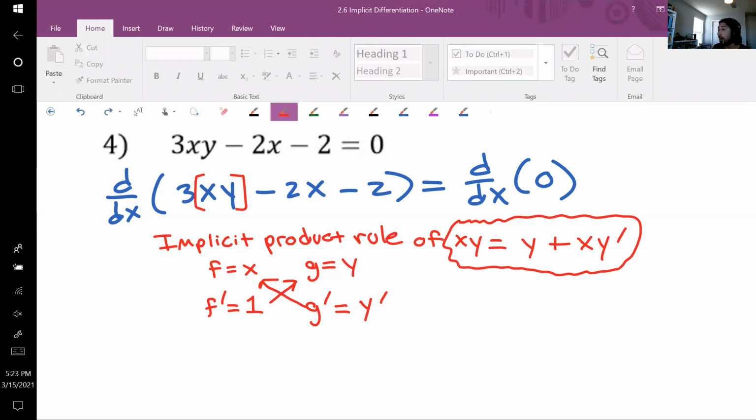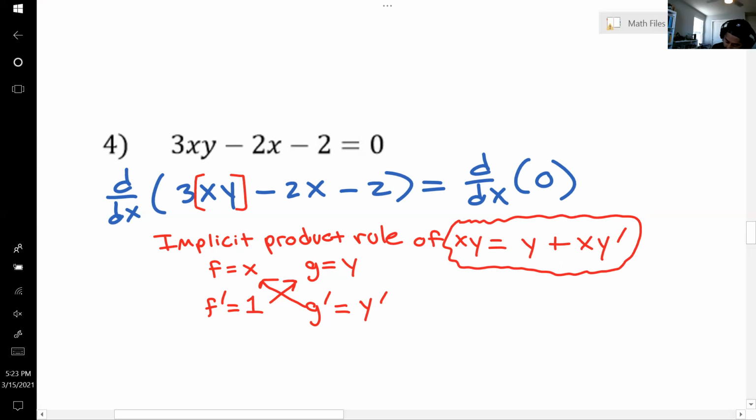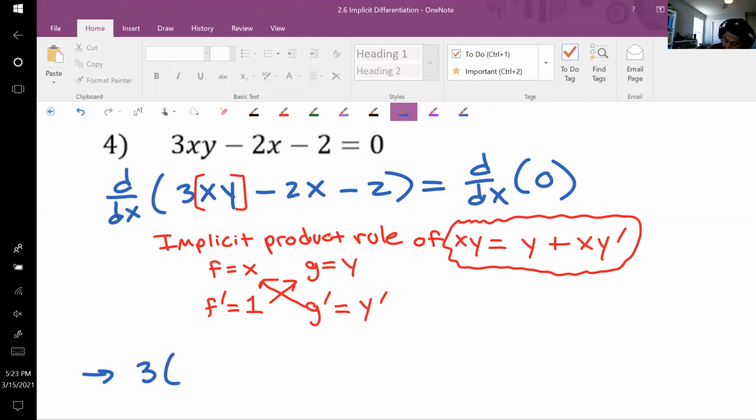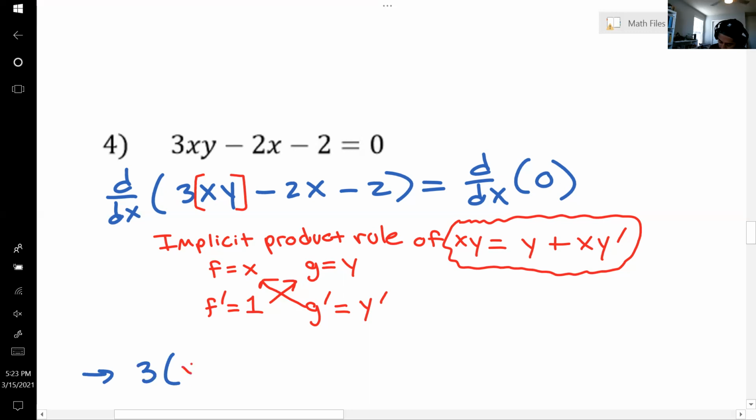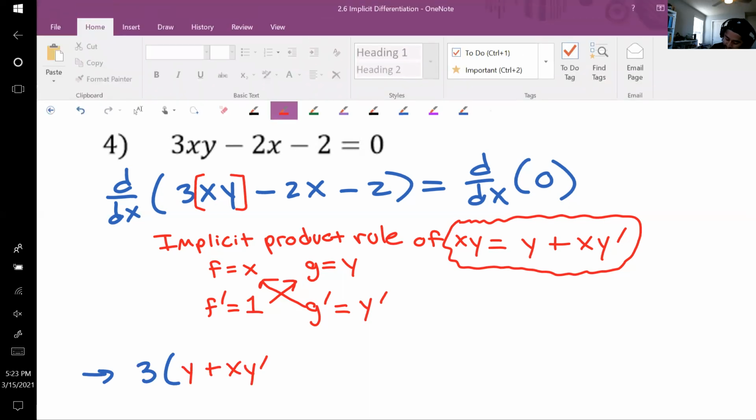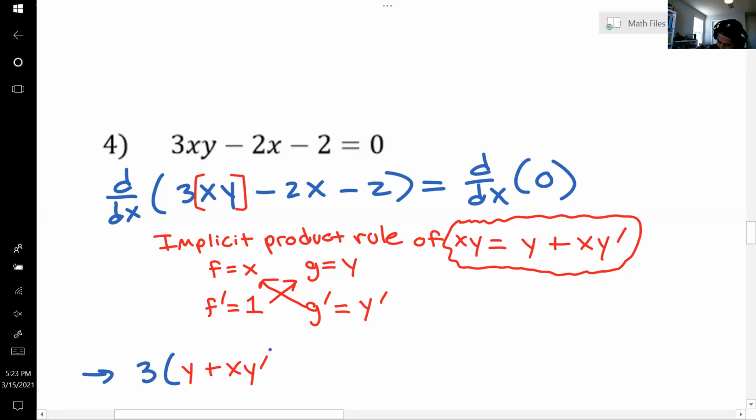Now we can get back to our derivative. So let's start again. We're going to have 3 times my implicit product rule of y plus x y prime, minus the derivative of 2x, which is 2. The derivative of negative 2 is 0, and the derivative of 0 is still 0.